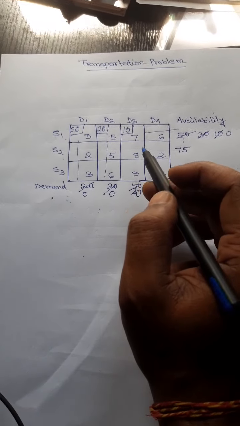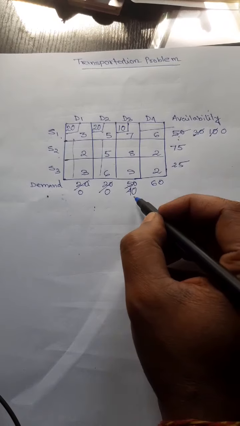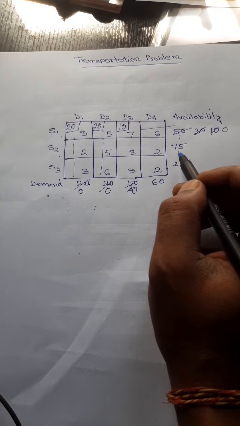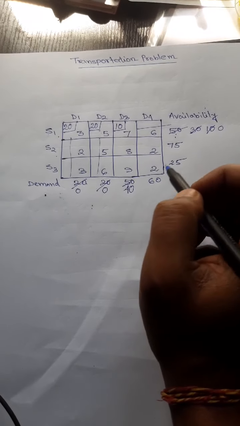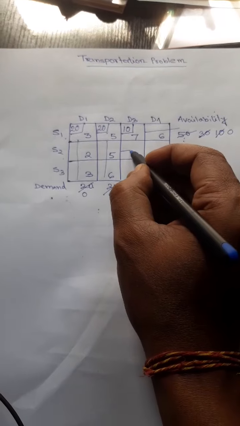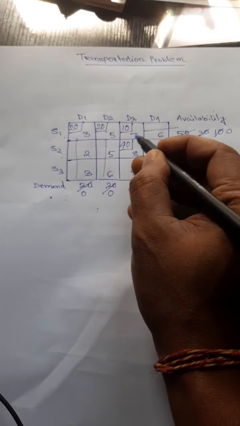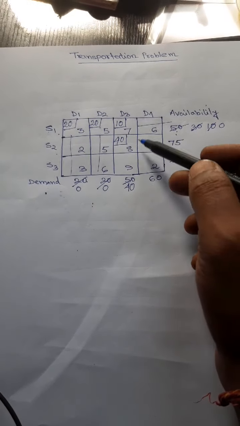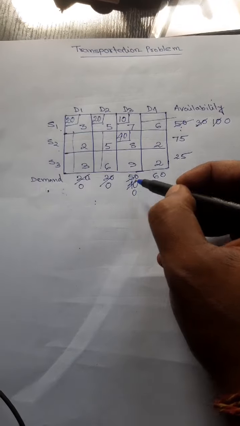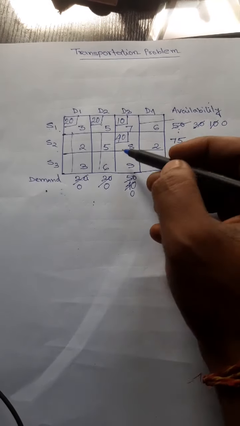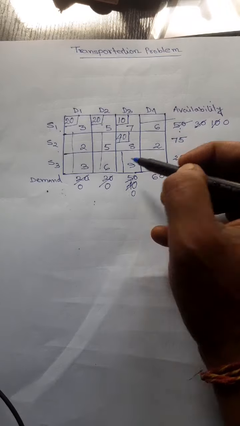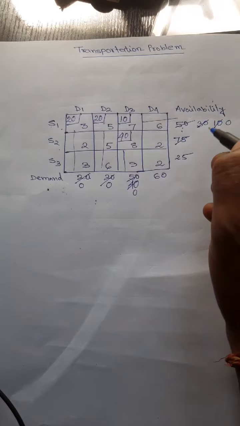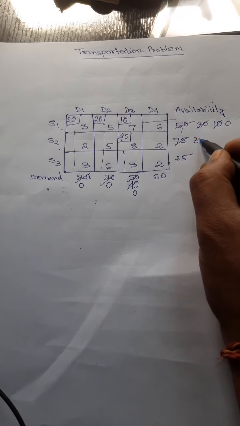Now S2D3. Destination 3 point requirement is 40 and availability in the supply point 2 is 75. So the minimum of 40 and 75 is 40. So we allocate this. Right now destination 3's demand is 0, so there is no need for destination 3 to receive anything. So we cancel this particular cell. Okay. Now again availability in the supply point 2 is reduced. Right now the availability is 35.